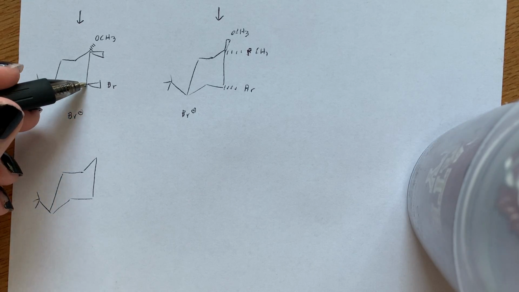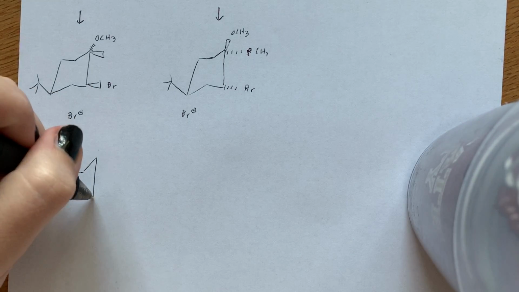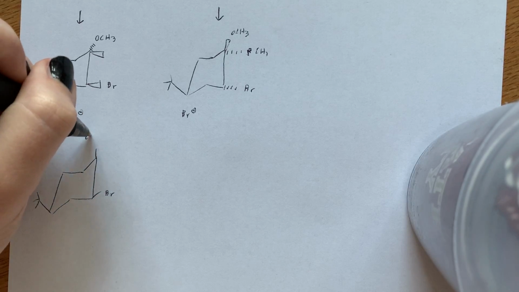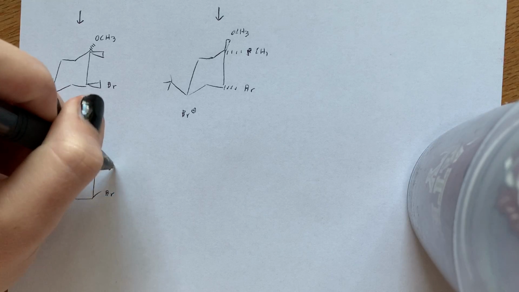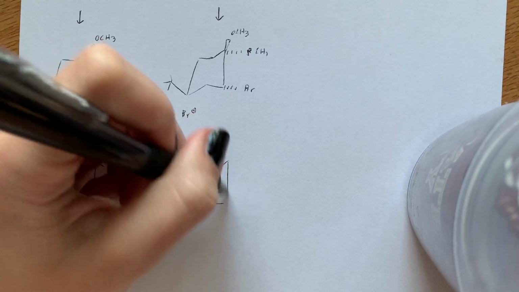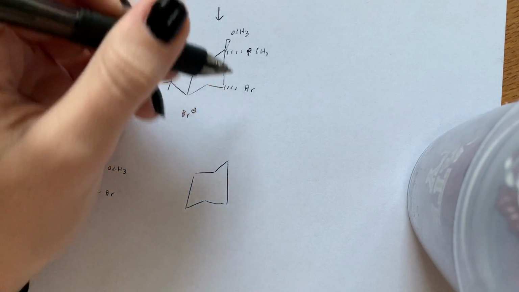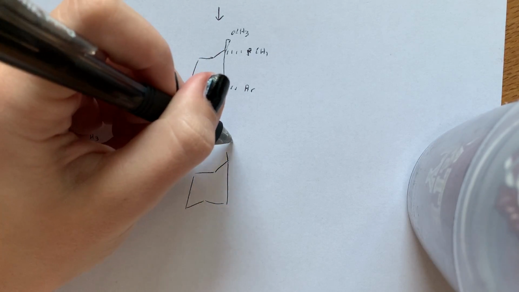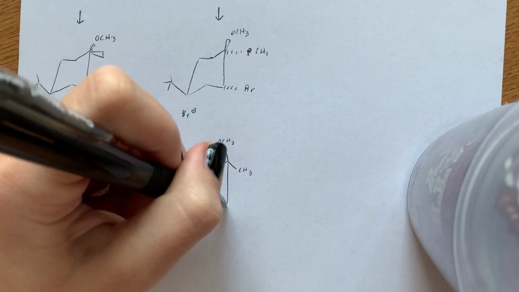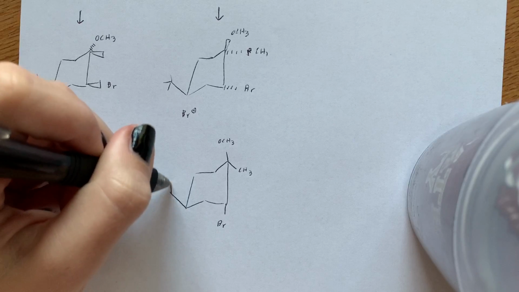I know that my wedges mean that it's going to go up like this. So this is my CH3, and then my OCH3 is going to go down like this. And when I redraw this one, my OCH3 is up, so it's going to go up. My CH3 is down like this, and then my Br is down like this, and then here's my anchor.